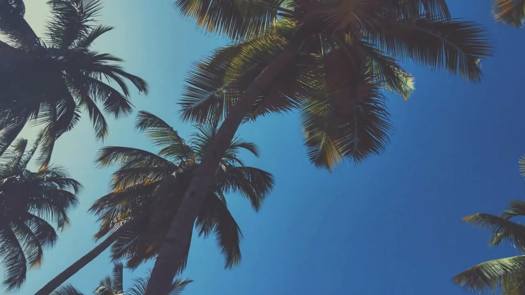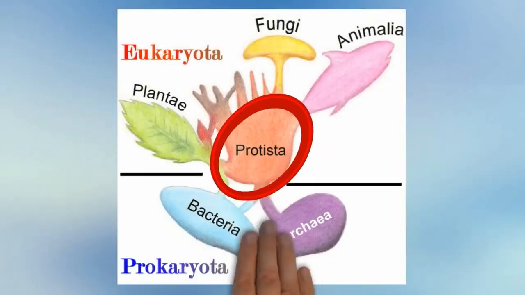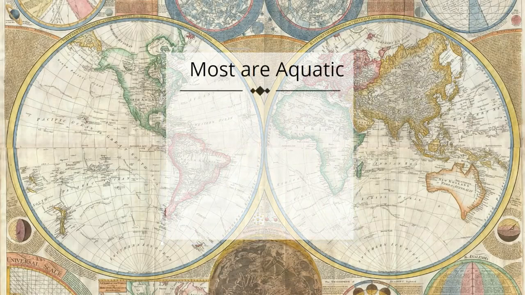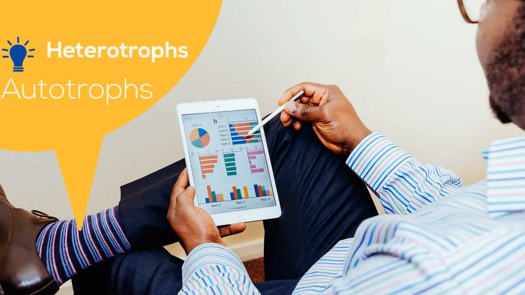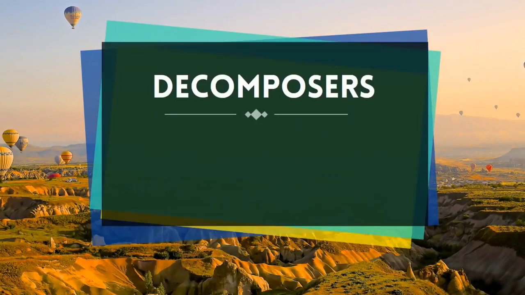Here's a quick look at the kingdom Protista. The kingdom Protista is one of the 6 major kingdoms. This kingdom is kinda the junk drawer kingdom because many of the organisms in this kingdom just don't fit anywhere else. Most are aquatic, but not all of them. Some are unicellular, but many are also multicellular. They are all eukaryotic, but some can reproduce sexually and others asexually. Some are heterotrophs, but others are autotrophs. Some are decomposers, and others are parasites.